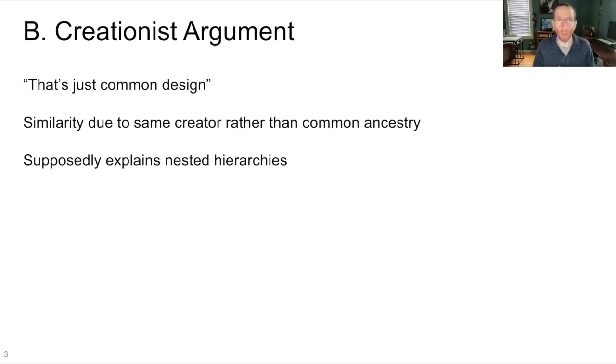So the creationist argument in response to all of this is, that's just common design. Whenever an engineer is designing something, they're going to reuse parts and modify them for different machines. It's the same thing with biological systems. The similarity is due to the same creator reusing parts rather than common ancestry. This supposedly explains the nested hierarchical structure that we find when we compare these systems across very diverse groups.